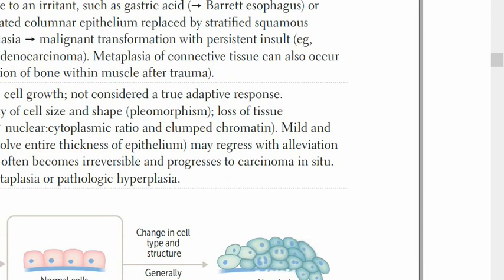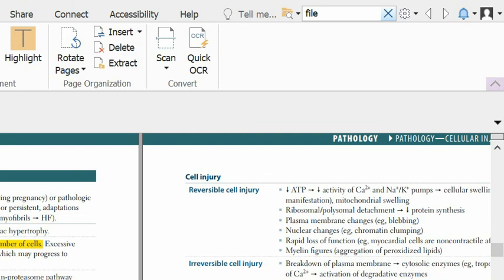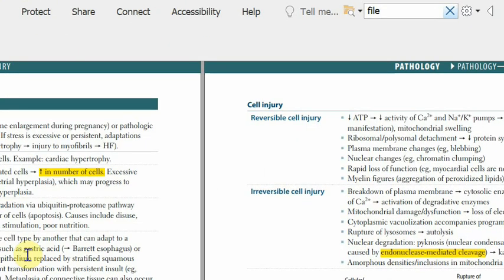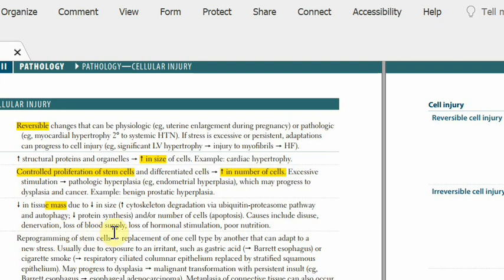Okay, so the next concept is pretty important. It's called metaplasia. It's reprogramming of the stem cell. Stem cells, we just heard about that, but that was in a different concept. It was the hyperplasia concept. Now we are not speaking about hyperplasia, we are speaking about metaplasia. In hyperplasia, it was controlled proliferation. Now it's uncontrolled. So there will be a reprogramming of the stem cells.